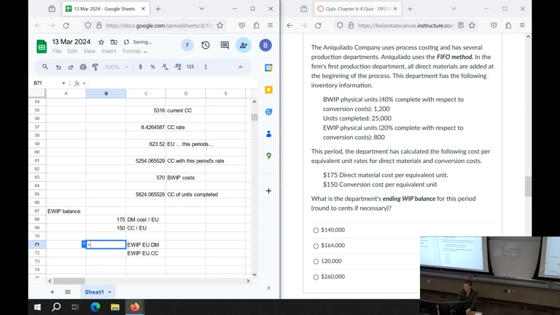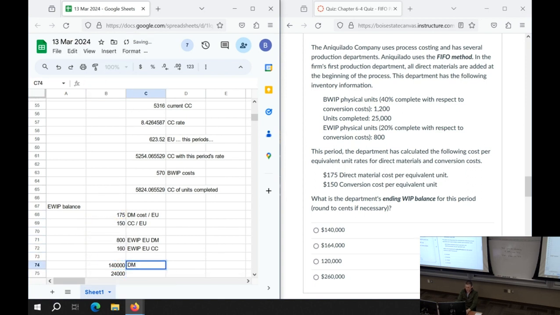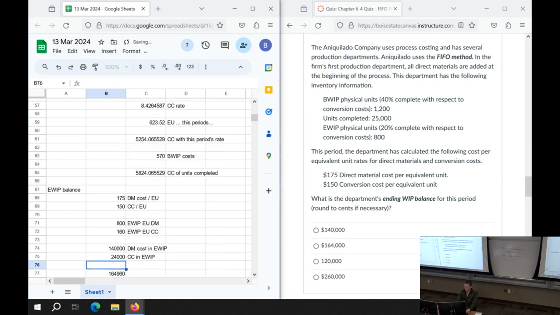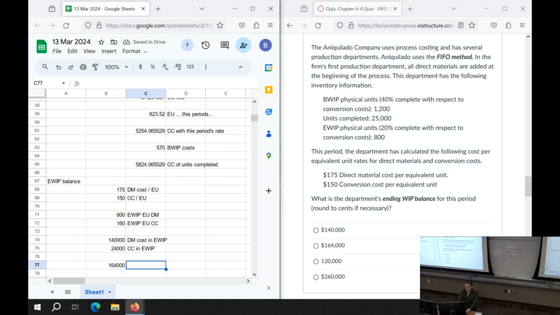So we have 800 units times, let's see, all direct materials are added at the beginning of the process, so times 1. And 800 physical units times 20% with respect to conversion costs. So multiply those rates out. This is our DM in ending WIP, conversion cost in ending WIP. So some of these should be our ending WIP balance. They're good?